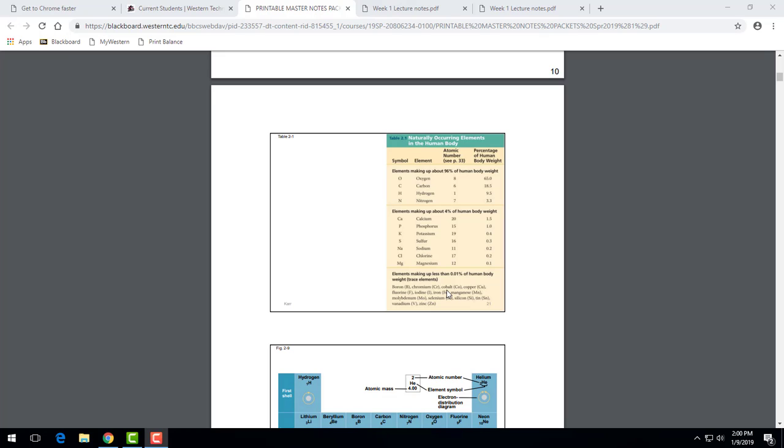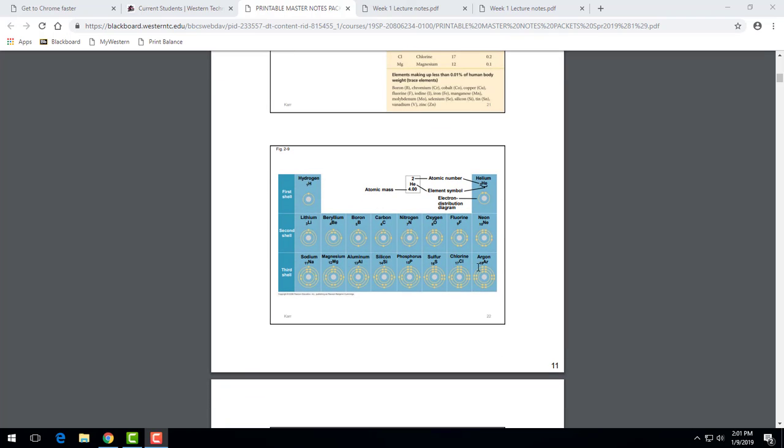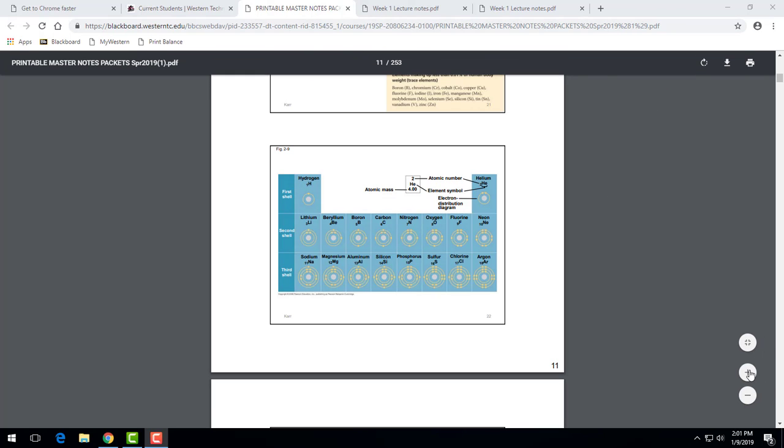When we look at percentages, we can see the top 4: oxygen, carbon, hydrogen, nitrogen. The most abundant is oxygen, because we as human beings rely on oxygen. We carry it on our red blood cells bound to hemoglobin. And water, which is 2 atoms of hydrogen bonded to 1 atom of oxygen, makes up most of our body weight. Looking at the periodic table of the elements, it tells us what those atoms look like. I'm going to increase the size here.